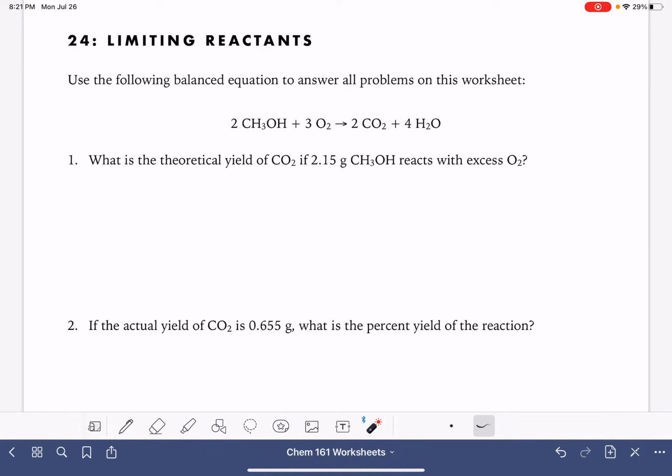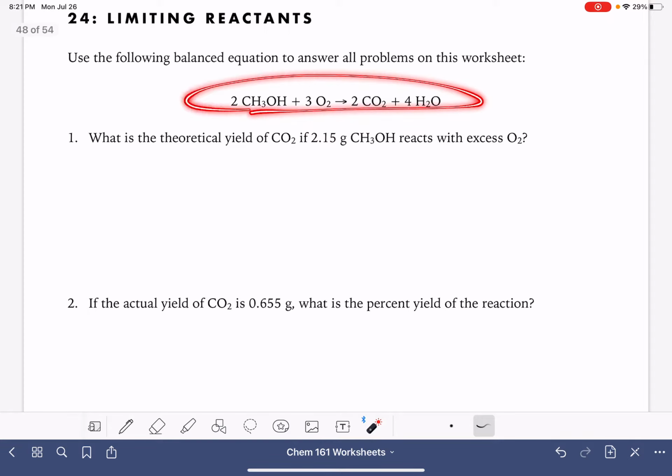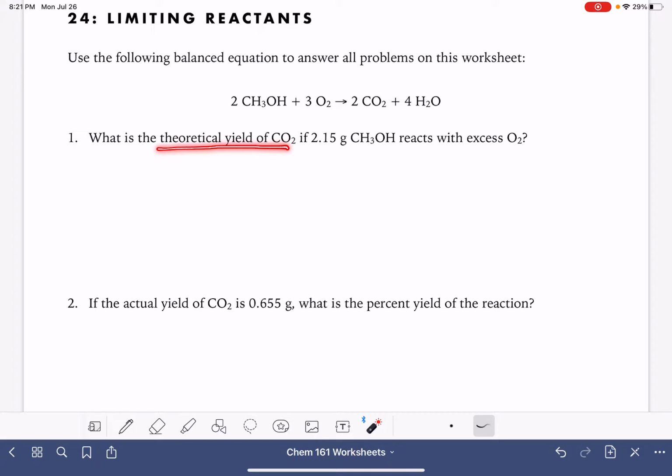On this worksheet, we're going to be doing 4 stoichiometry problems that all pertain to this balanced equation right here. The first problem is asking us to calculate the theoretical yield of CO2 from 2.15 grams of CH3OH and excess O2. So let's begin by talking about some of these terms in this problem.